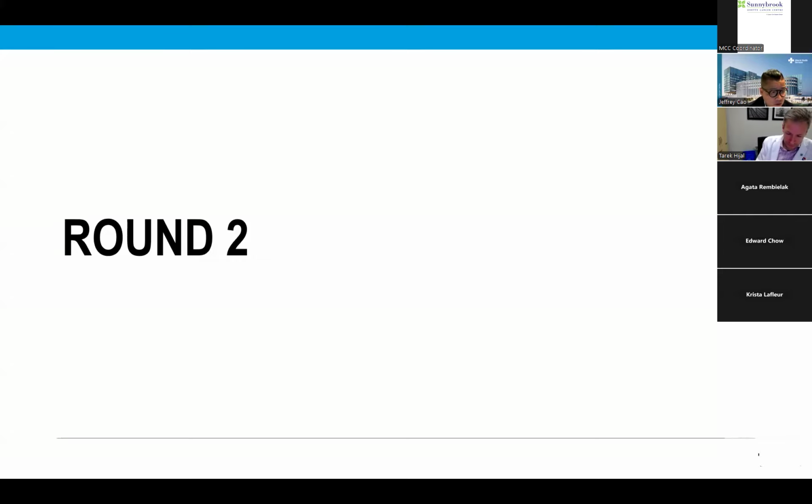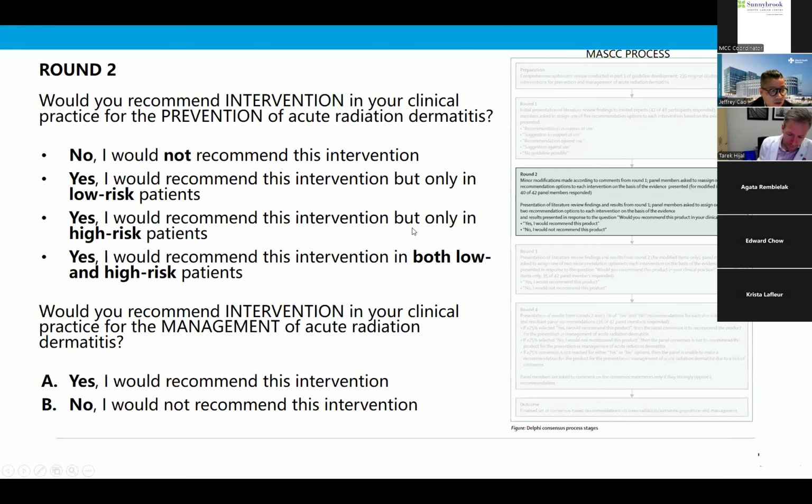So round two, as Tarek had alluded to, round one was really focused on the evidence for the interventions, either recommendation or suggestion in support of use of or against those interventions. Round two is, what do you actually do? Taking into account what you do in clinical practice and the body of evidence that we reviewed in round one. So we took the approach from the MASS process, but modified it slightly just to introduce an element of novelty.